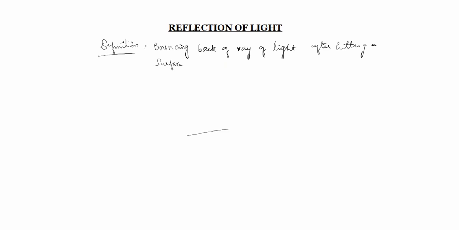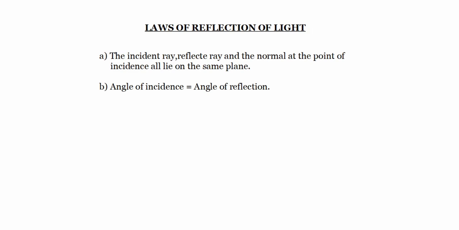First draw the line. This is the mirror line. Light rays fall on the mirror. It bounces back off the mirror. That is called reflection of light. An example is a ball bouncing back off the wall. You see light hitting the mirror and bouncing back off the mirror surface. This is called reflection of light.